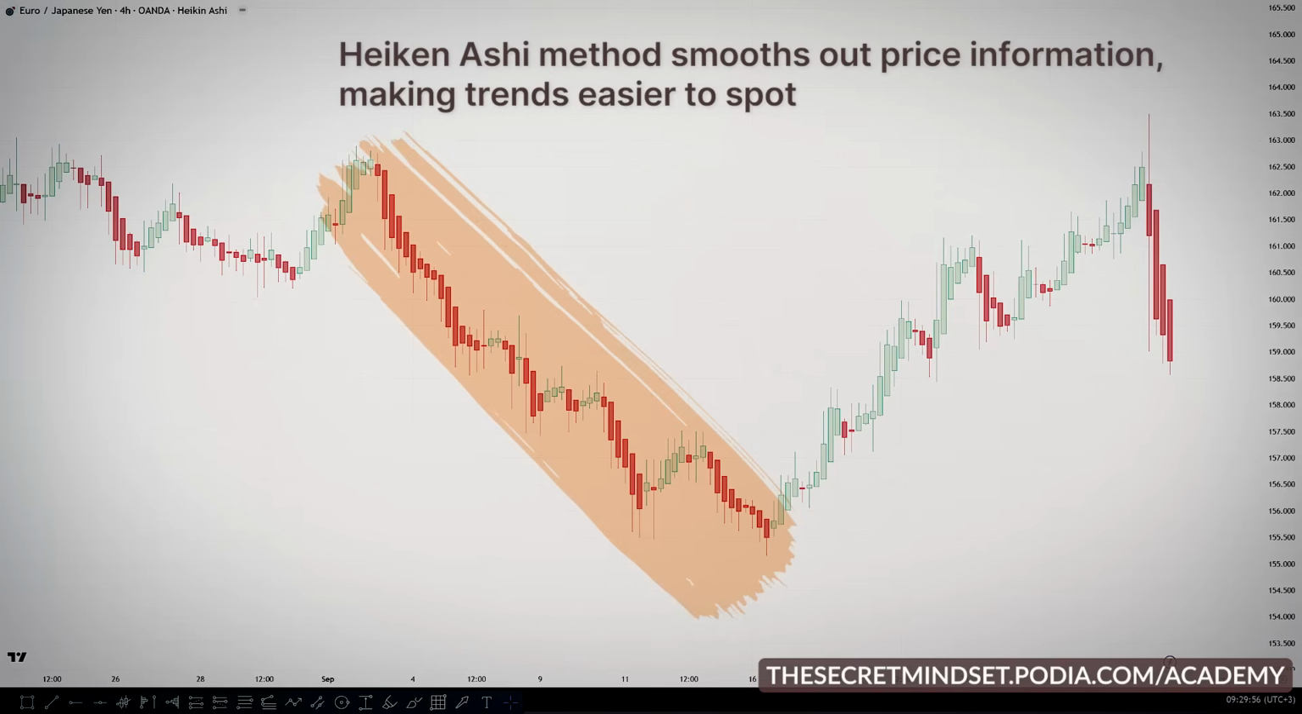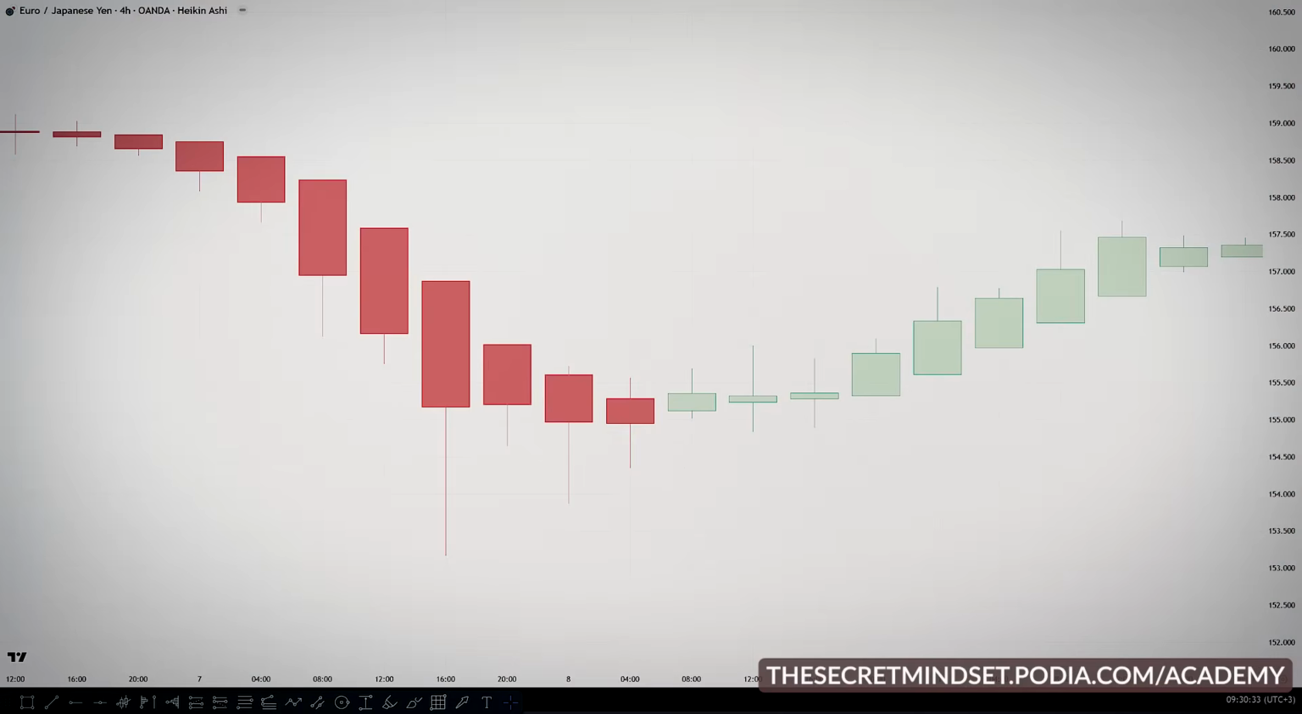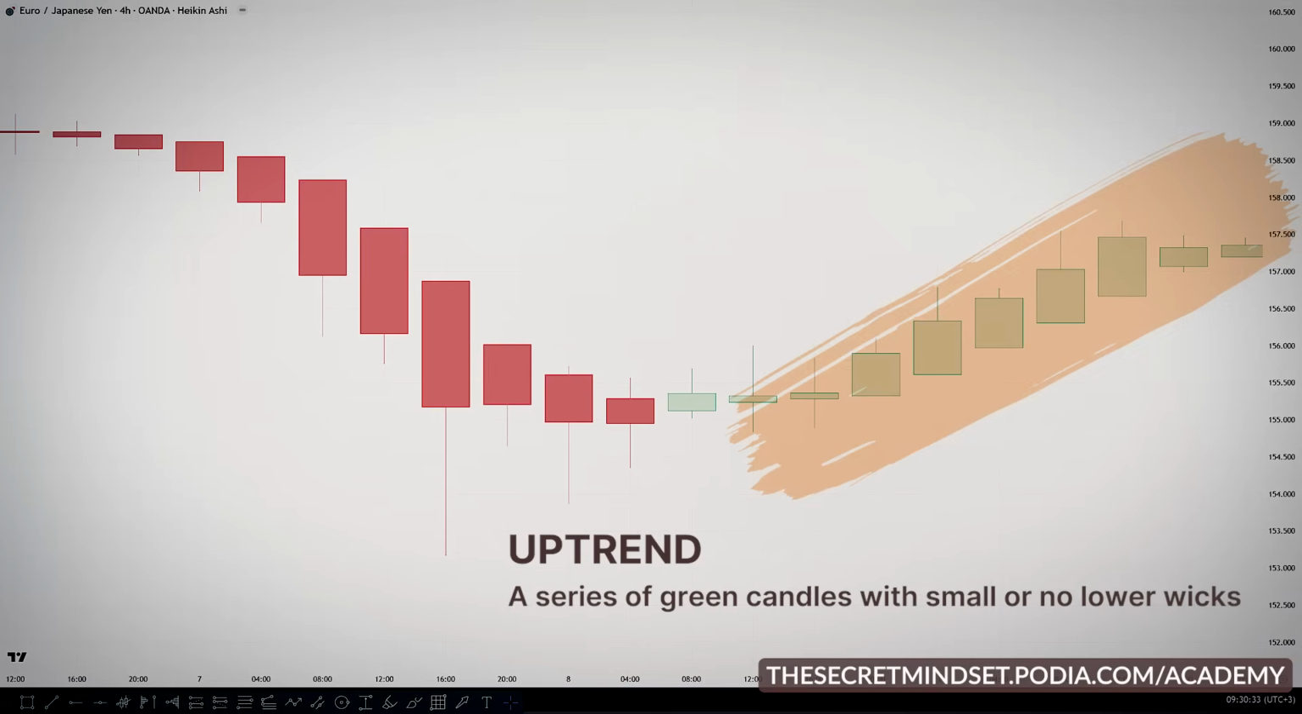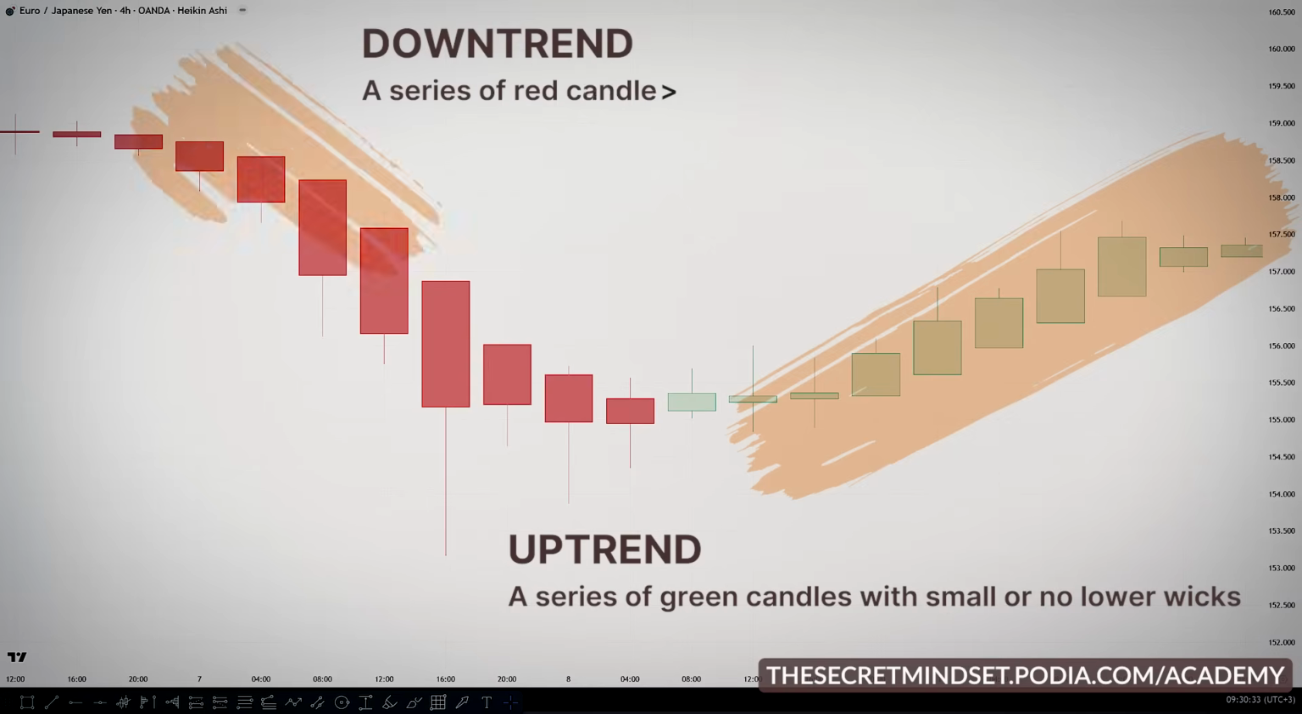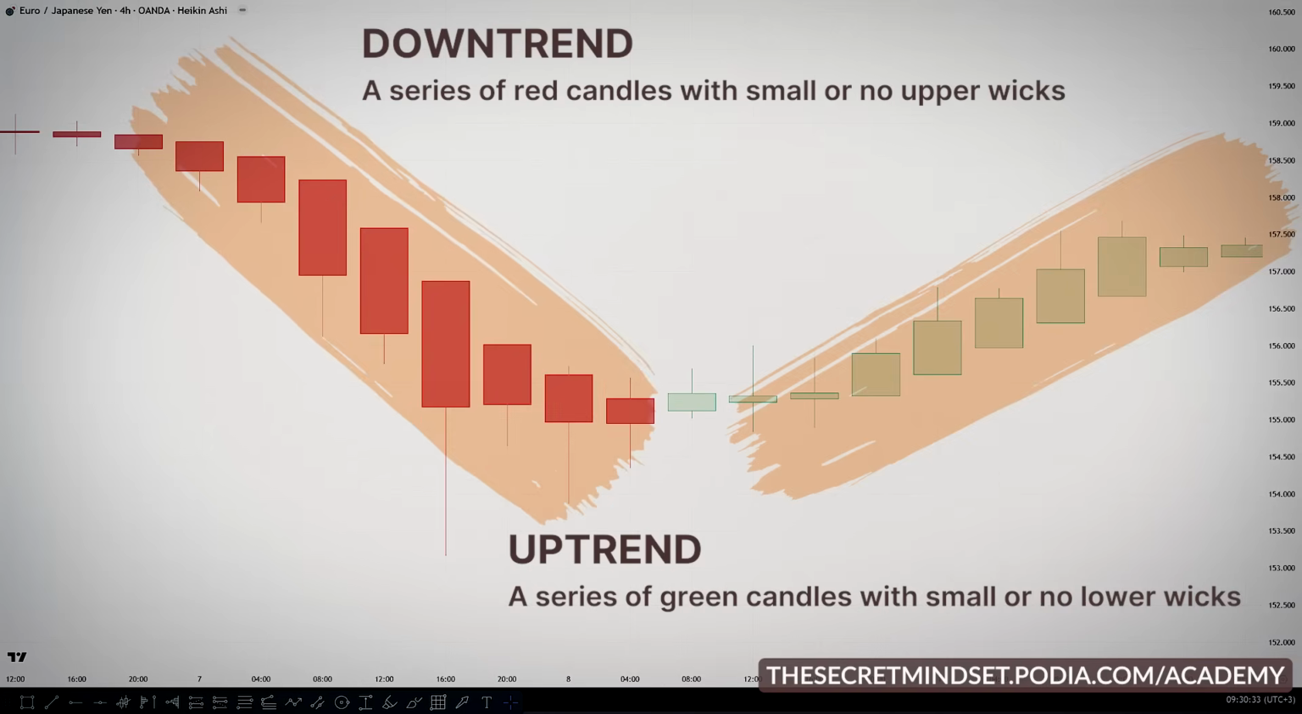The main difference lies in how Heikin Ashi candles are calculated. Heikin Ashi uses averages. This averaging process creates a smoother price chart, filtering out some of the noise that can make traditional charts harder to read. These candles have unique colors and shapes that tell you about market trends. In an uptrend, Heikin Ashi candles often appear as a series of green candles with small or no lower wicks. In a downtrend, you'll see a series of red candles with small or no upper wicks.